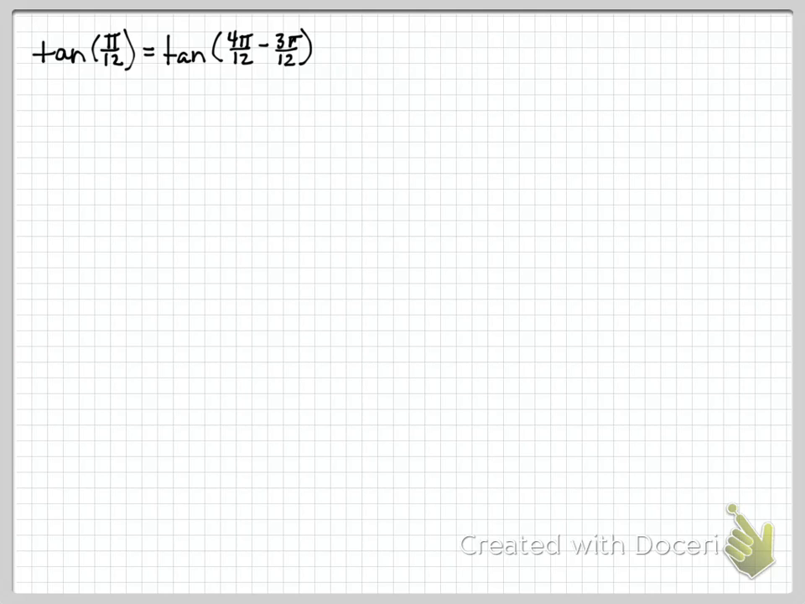Now, my formula for tangent. Because I haven't found sine and cosine for these angles, I need to use the one that has tangent in it. So this is going to actually be the tangent. Let me reduce these fractions before I go any further. 4 pi over 12 is pi over 3 minus pi over 4.